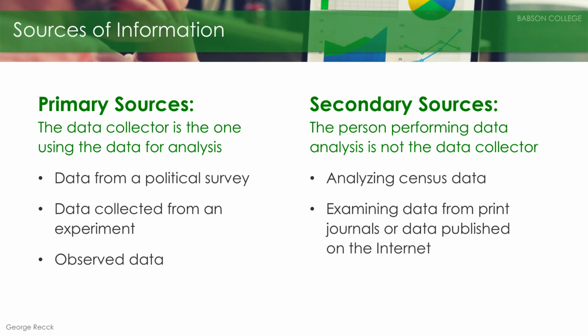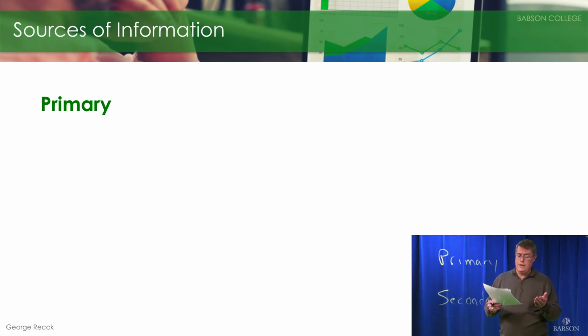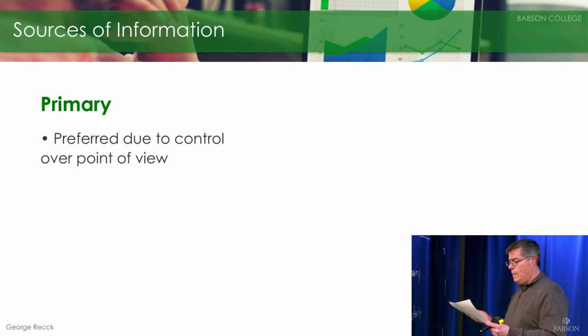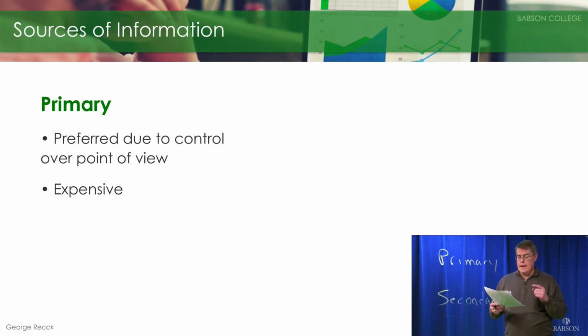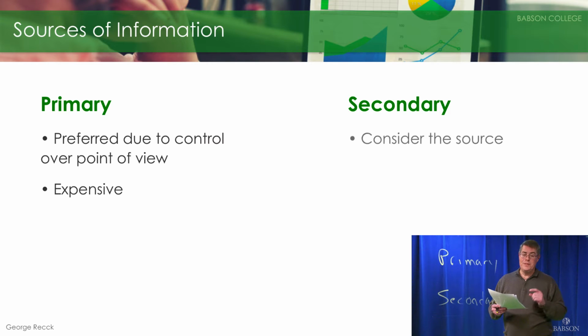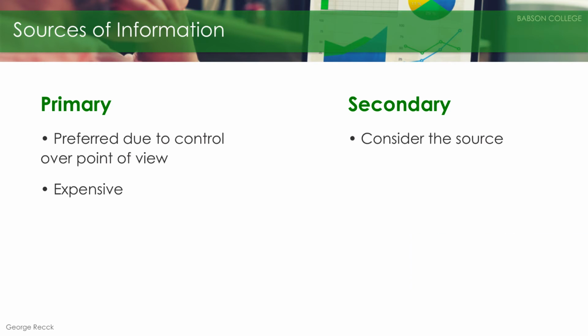Secondary data is data that someone else has collected, and you're going to analyze it. This could be from a business or academic journal. It could also be from a well-recognized website like BPET.STATx, which I find to be very handy. There are, of course, trade-offs. We usually prefer primary data because we can control our point of view, but it can also be very costly to collect. My tagline for secondary data is consider the source.